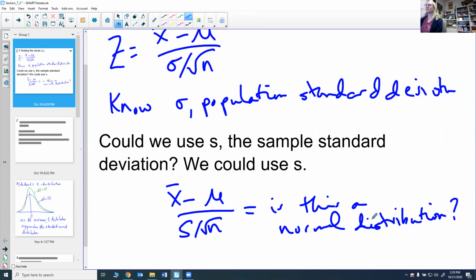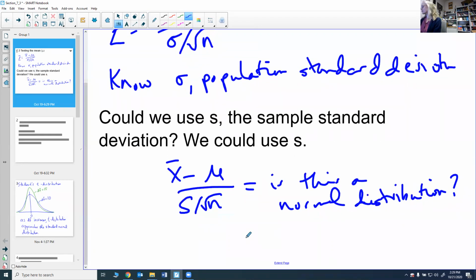And the answer is no. Unfortunately, it's not still a normal distribution. So we need to figure out what to do with that and how to go about doing this. So statisticians went, okay, this is not a normal distribution. Now what do we do? How do we figure out what it is? That's what we want to do next.